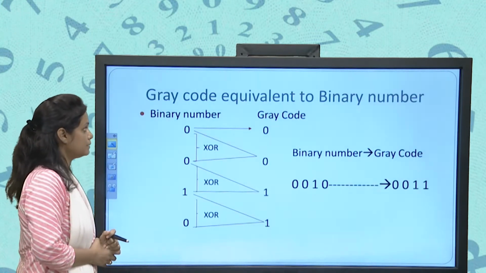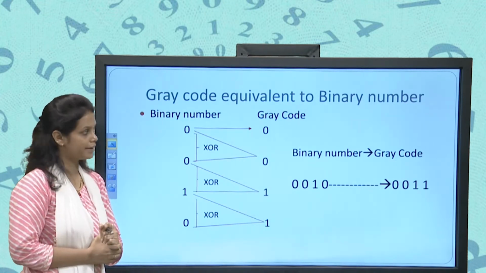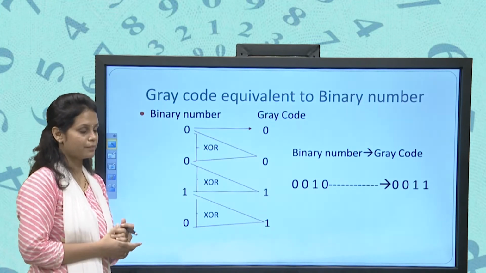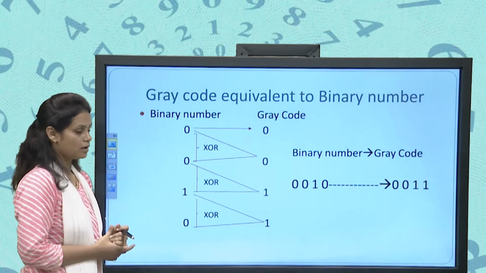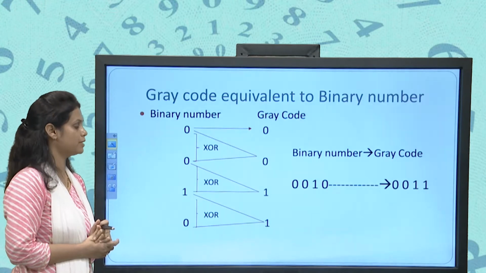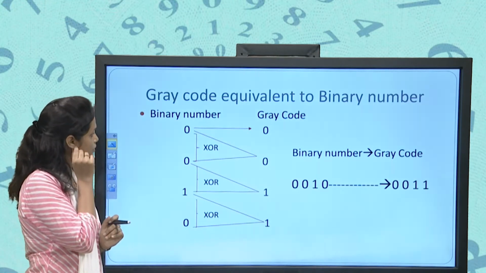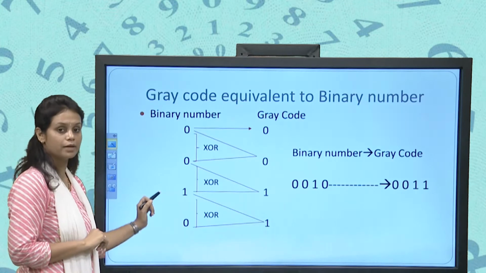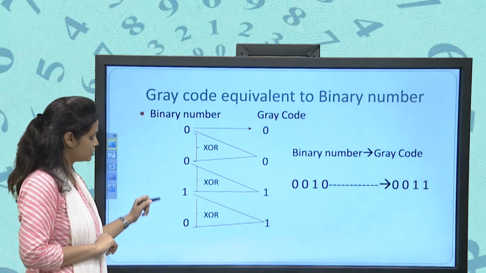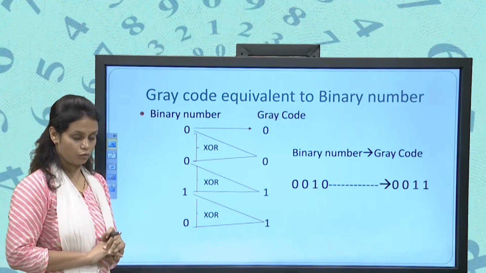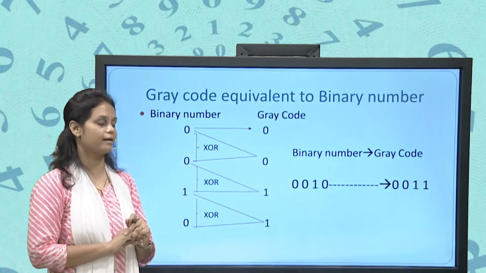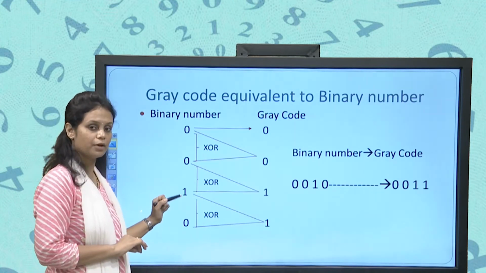Now first of all we will see how we will find the gray code. Suppose in any example the gray code is given, otherwise the binary number is given, and we need to convert from one format to the other. We will see one example. We have one binary number, 0010, and we are trying to convert this binary number to the gray code.